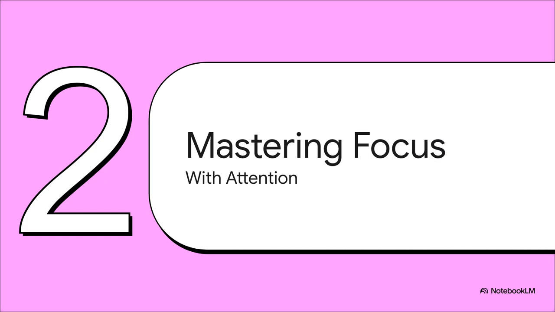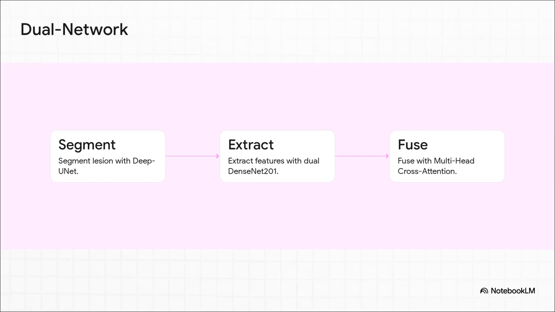Moving right along to section 2, mastering focus with attention. So now that we've got a perfectly clean, isolated image of the lesion, we can move to the next step, which is feeding it into the classification engine. And this is where the architecture gets truly fascinating. Modern state-of-the-art models don't just use one neural network anymore. They actually use a dual network approach.